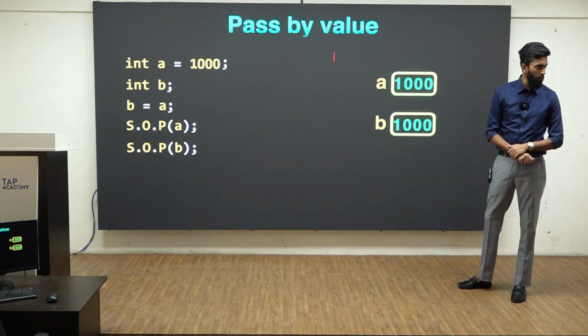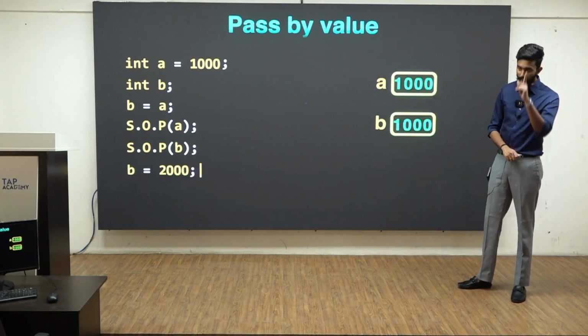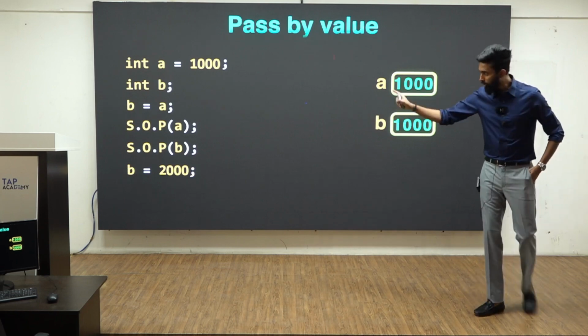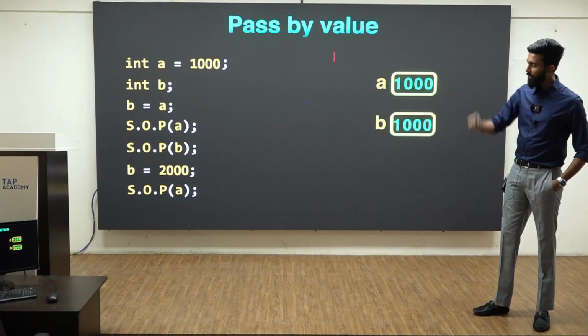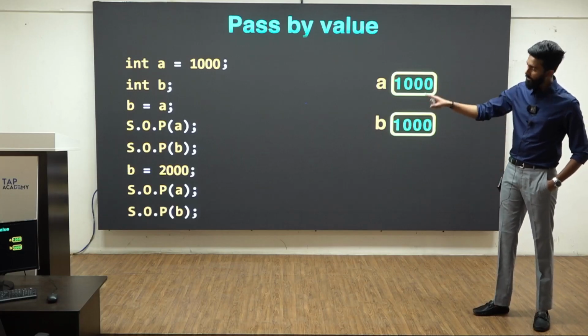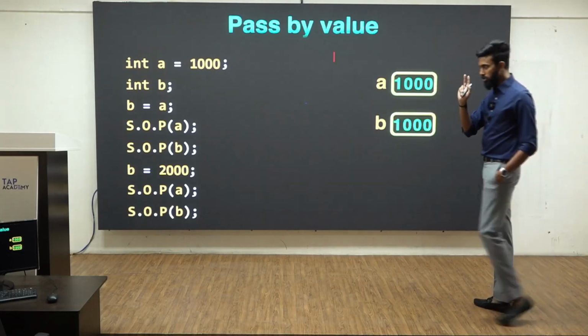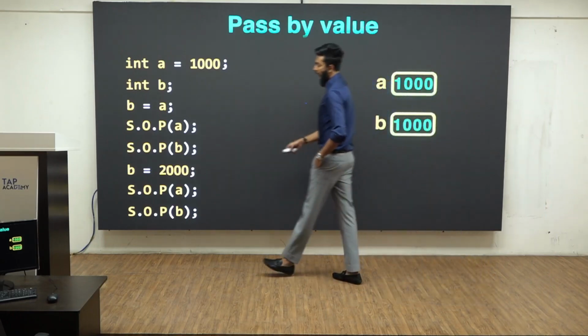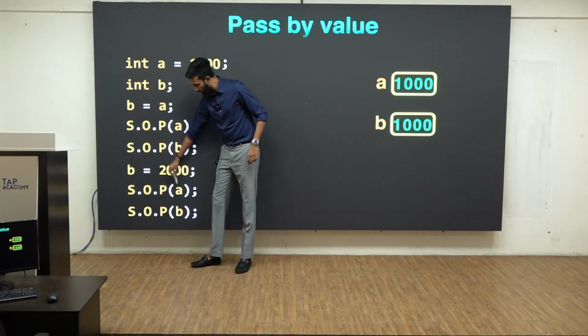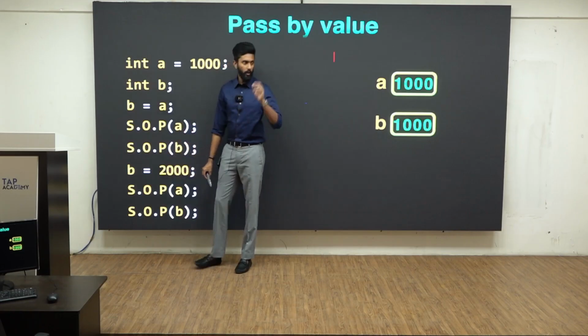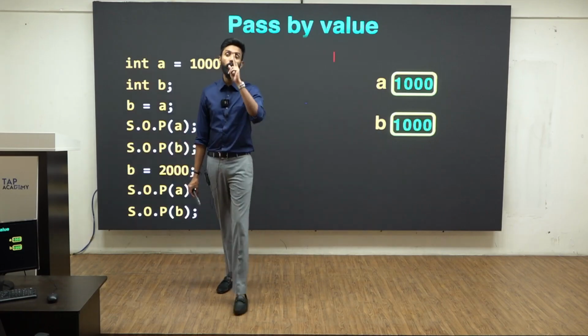No confusion at all. However, next line I will tell b equal to 2000. Clear? And now I am going to print the value of a, again print the value of b. Now logically think and answer. I have changed the value of b. Tell me, if I print a now, will it be 1000 or will it be 2000?